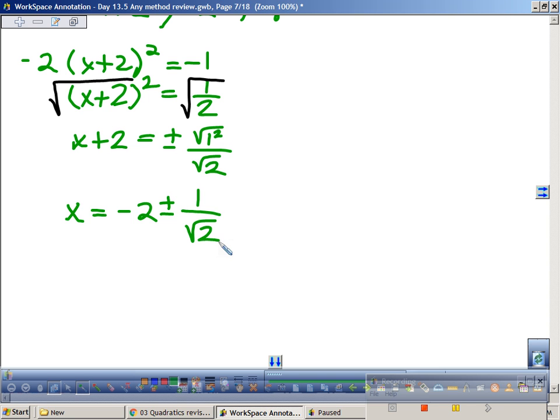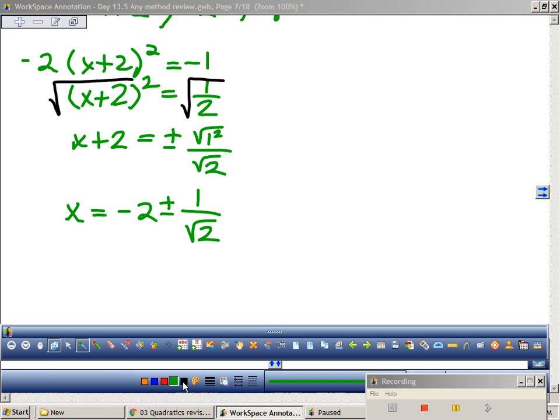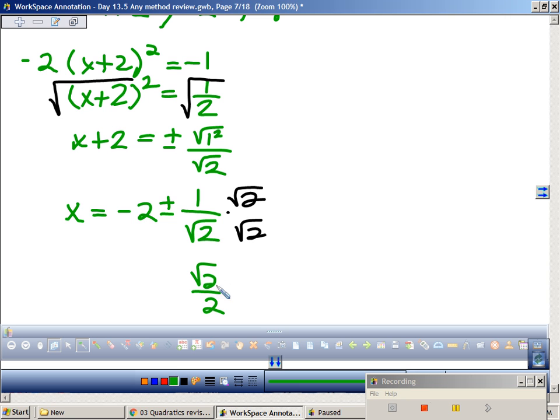Now, this is the answer you get if you completed the square. The answer you would get if you did the quadratic formula would have been rationalizing the denominator. I would get root 2 times root 2 is positive 2. You would get this. They are the same thing. This and this are the same thing. Yes, exactly. It all ties together.